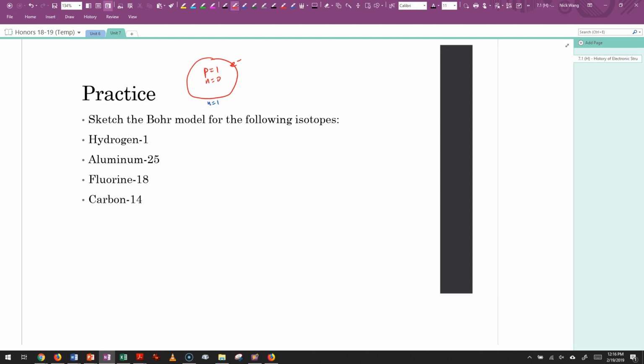All right, what about aluminum-25? So finding aluminum on the periodic table, I'll do this over here, the number of protons in aluminum is 13. And because we have a mass number of 25, we know that the difference between 13 and 25 is going to be 12. So we have 12 neutrons. We also have 13 electrons to assign. Let's go ahead and make that happen.